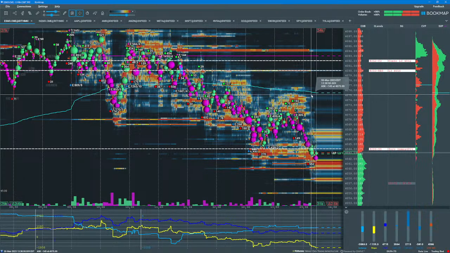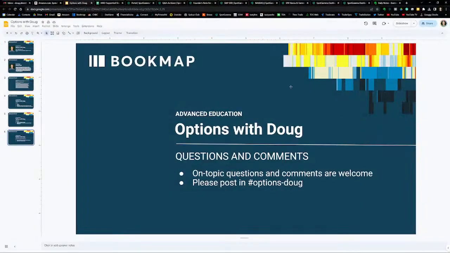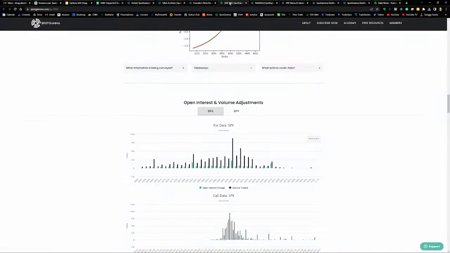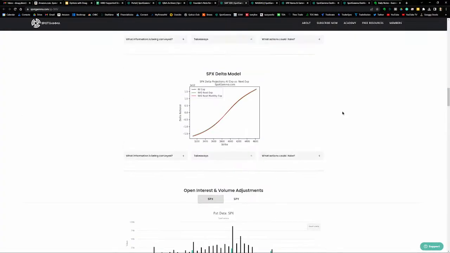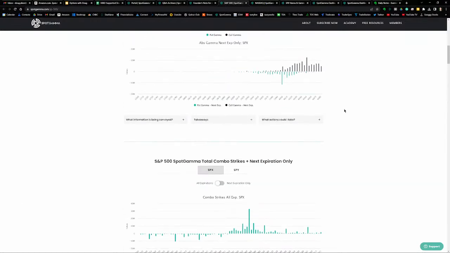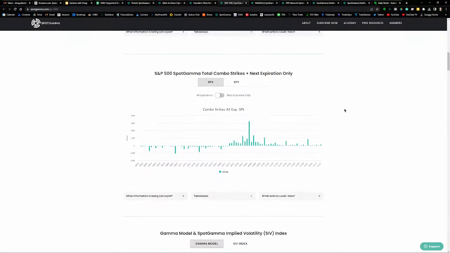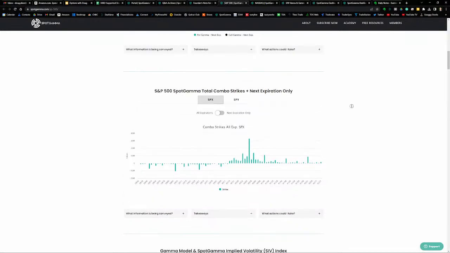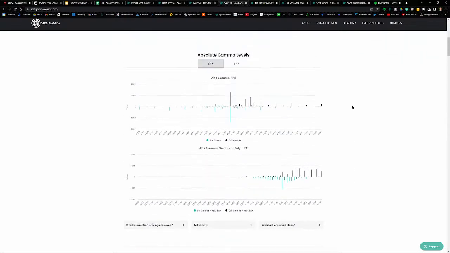All right, let's take a look at the absolute gamma levels now, and we'll be able to see where those levels come from. So this is part of SpotGamma. And these are the, let me go up. This is the absolute gamma levels for SPX.